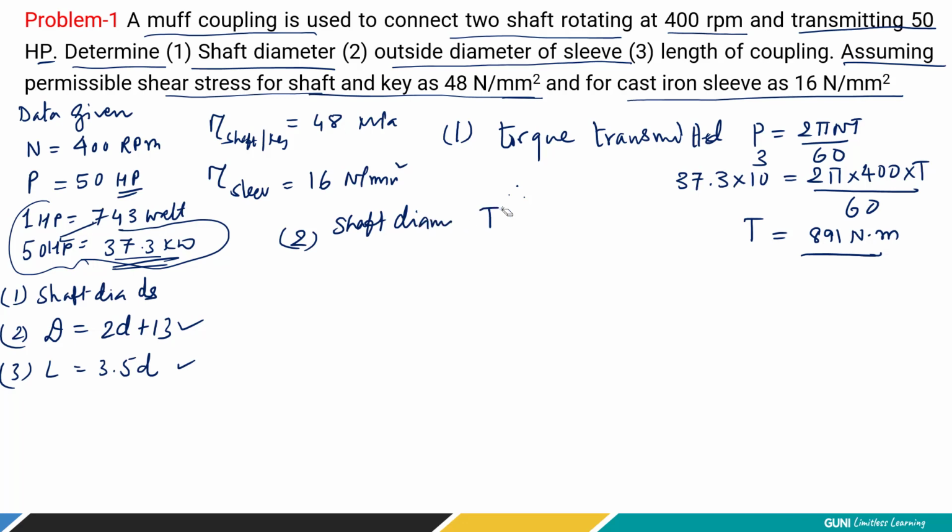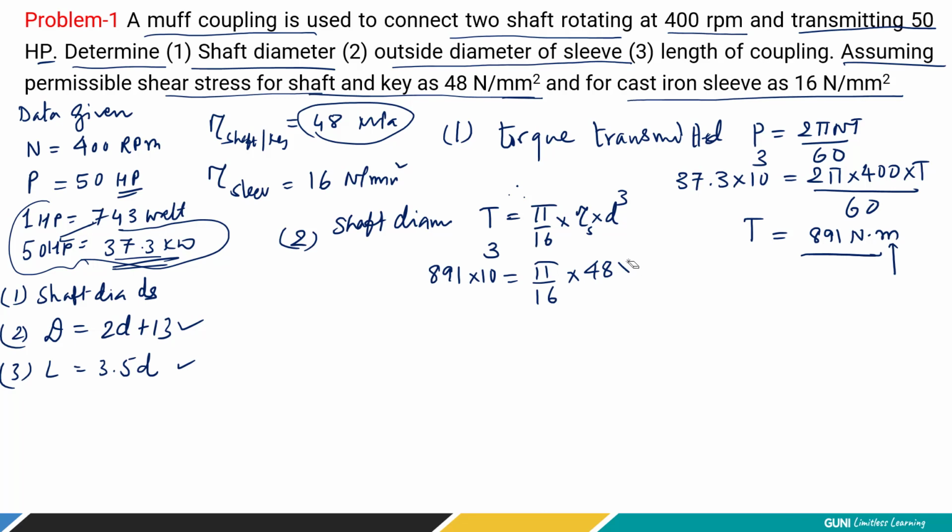By considering torsional shear stress failure of the shaft, torque equals pi by 16 times d raised to cube times tau. Here the torque is 891 into 10 raised to 3, converting meters into millimeters. For the shaft material, the safe stress value is 48, so put in 48 and try to find out d.